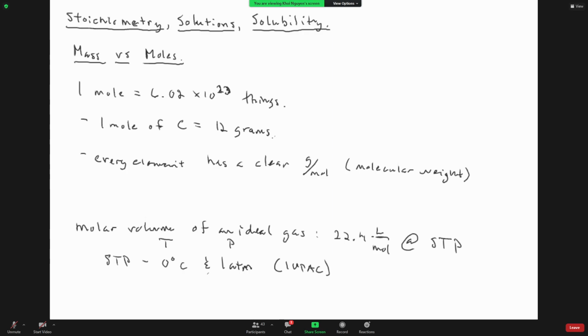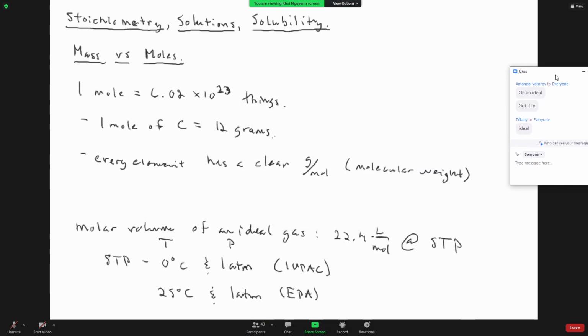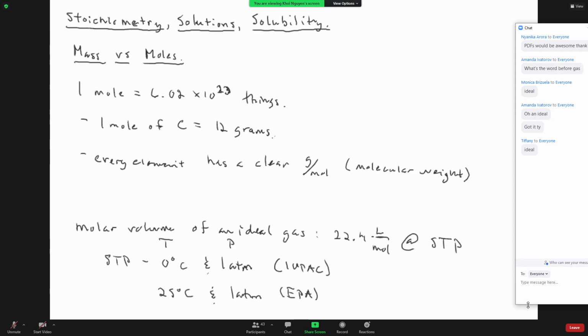For the EPA, which is a different definition of standard temp and pressure, it's 25 degrees Celsius and 1 atmosphere. What's the word before gas? Ideal gas? Molar volume of an ideal gas.